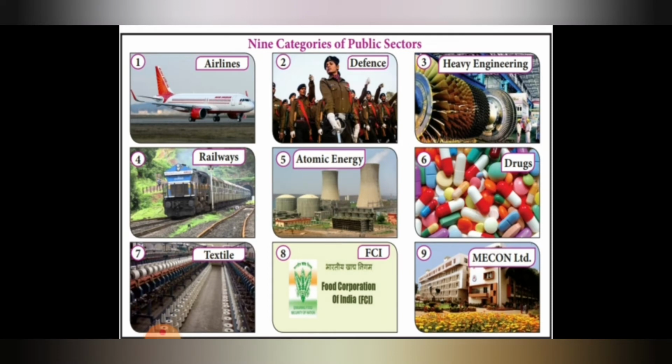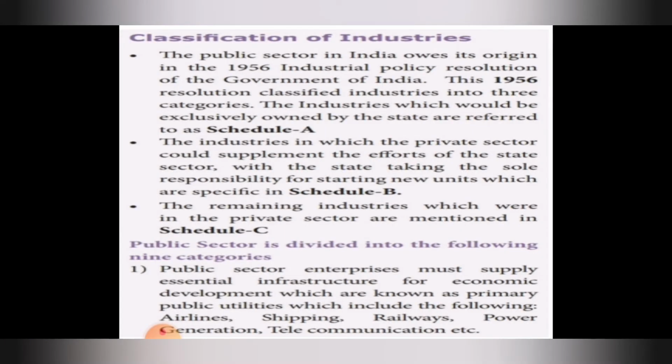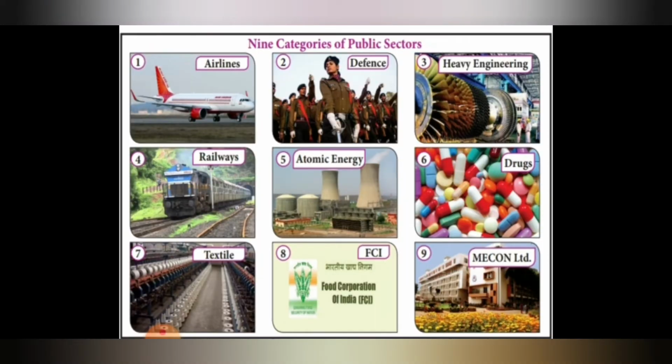They have given 9 categories of public sectors in pictures, and that is what we are going to learn. First they have given airlines. These are public sectors. Second one is defense, this army. Third one is heavy engineering. Fourth one is railways. Fifth one is atomic energy. Sixth one is drugs. Seventh one is textiles. Eighth one is FCI, that is Food Corporation of India. The ninth one is Mecon Limited. So these are the 9 categories of public sectors.